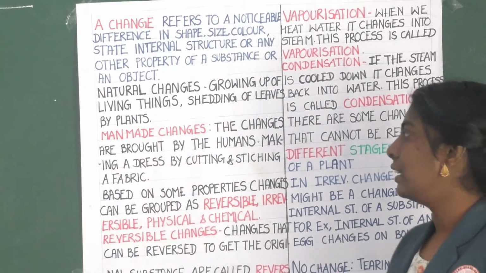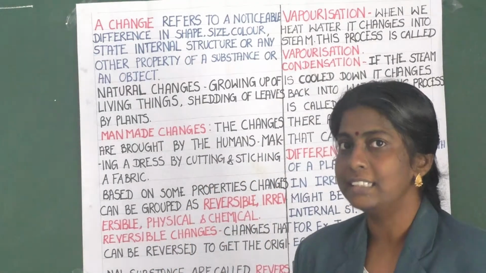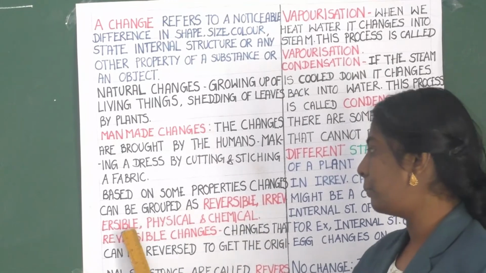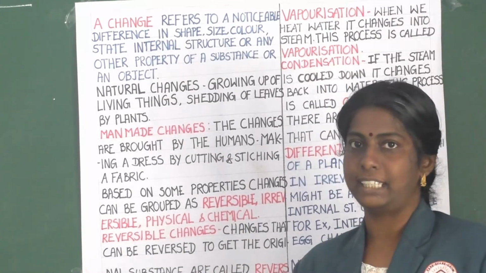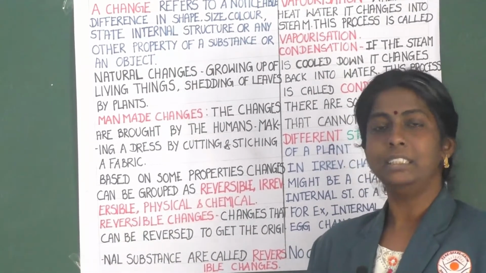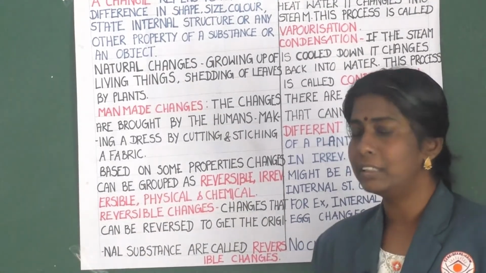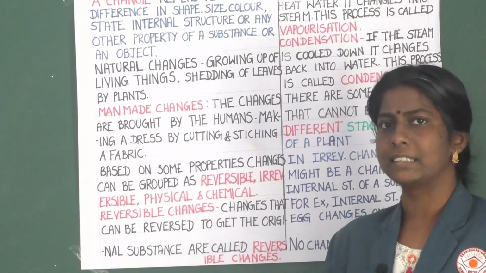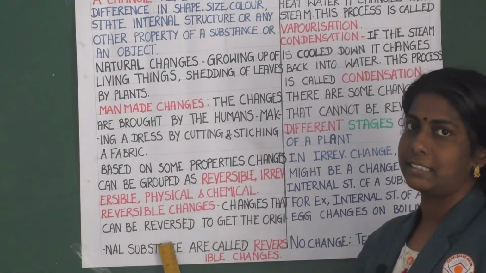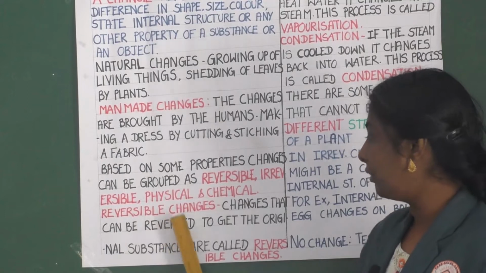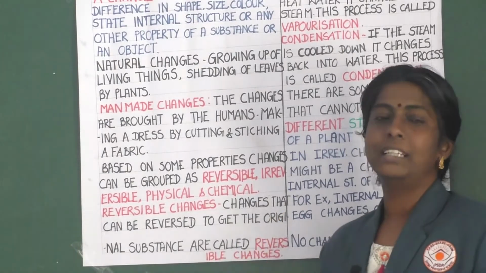Now, based on some more properties, changes can be grouped as reversible, irreversible, physical and chemical. All are different types of changes. So, we are going to learn one by one in detail. First, about reversible changes. What do you mean by reversible changes? Changes that can be reversed to get the original substance are called reversible changes.